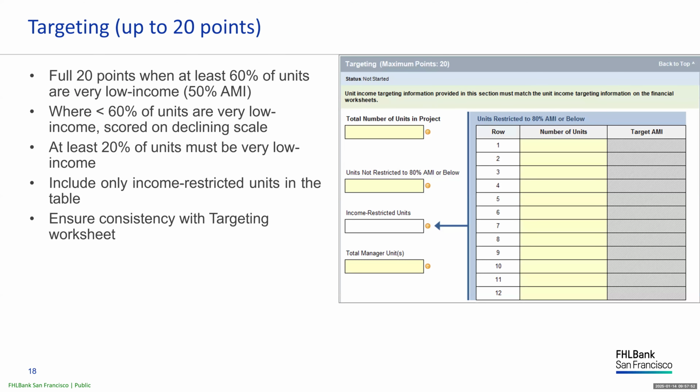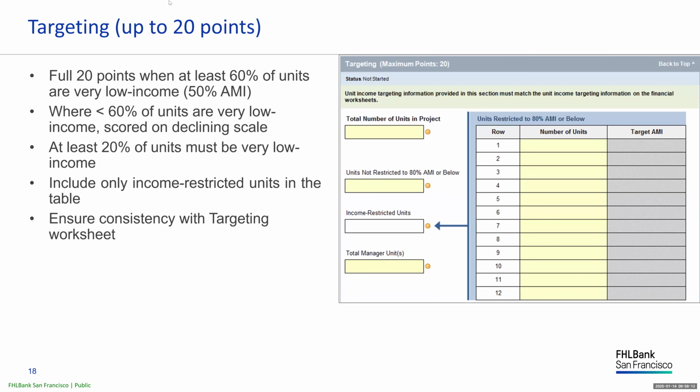Thank you, Brandon. Our first scoring category is targeting. Targeting is worth up to 20 points. It is the largest possible point category for any one category. Rental and owner projects are scored separately. This is an extremely competitive category, meaning most approved applications receive full or near full points.